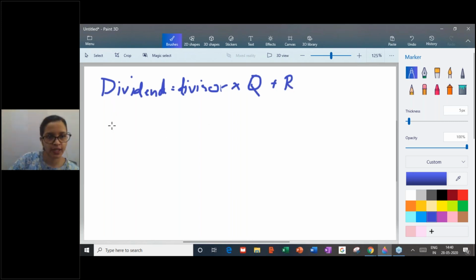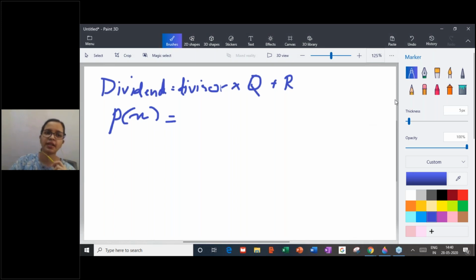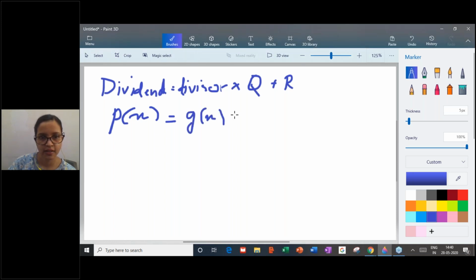Or in other terms, we can also write it as p of x. Generally, the dividend is p of x. It's not a fixed rule. The dividend can also be something like q of x or q of t, s of u, something like that. So be careful. But generally, it is written as p of x. And the divisor is generally written as g of x into q of x, the quotient, plus r of x, the remainder.